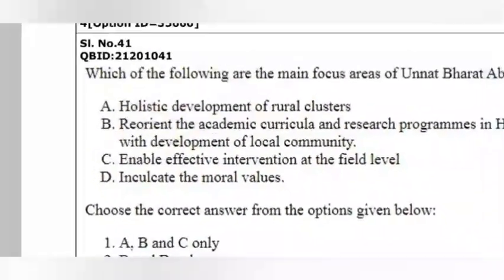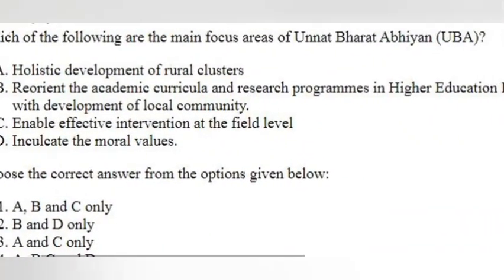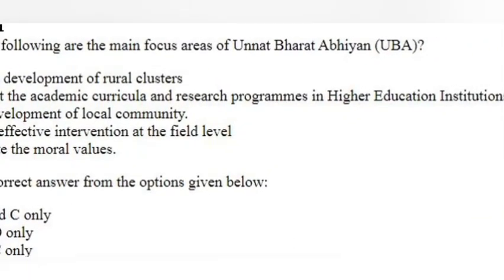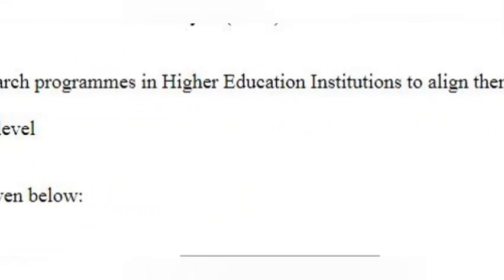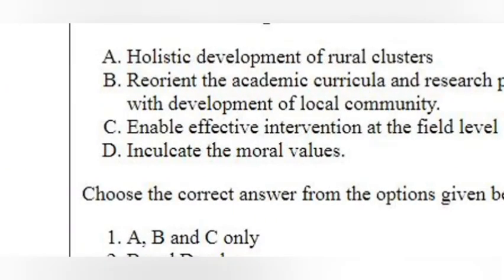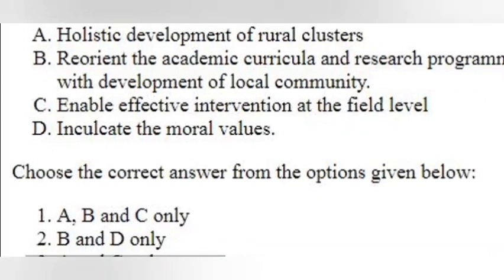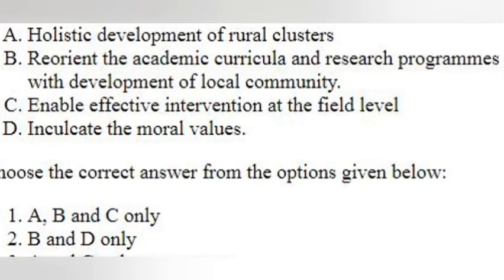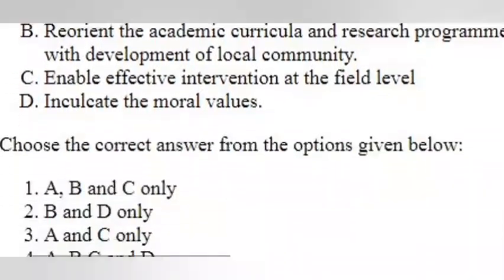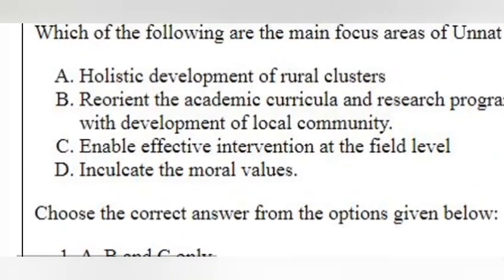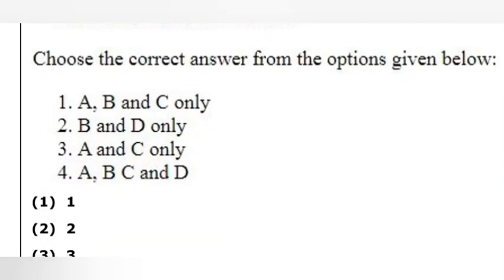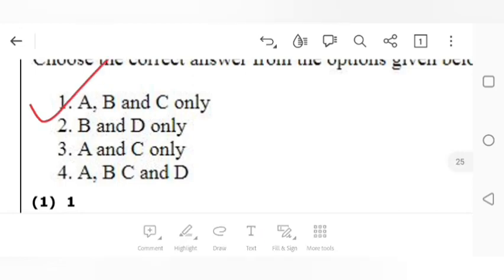Next is 41. Which of the following are the main focus areas of Unnat Bharat Abhiyan UBA? A says holistic development of rural clusters. B, reorient the academic curricula and research programs in higher education institutions to align them with development of local community. C, enable effective intervention at the field level. D, inculcate the moral values. So these are the statements. Options are like this: A, B, C, B, D, S, C, A, B, C, D. 41 correct option will be A, B, and C. Except D, all are correct.